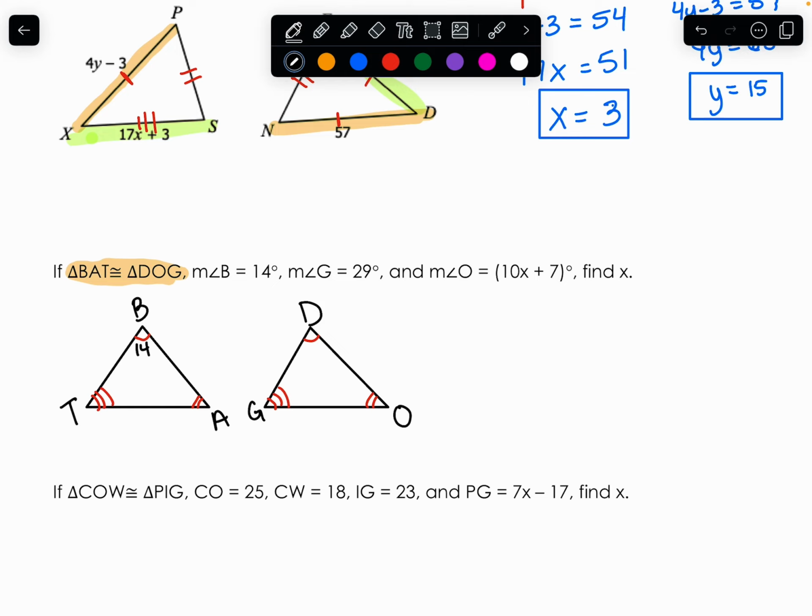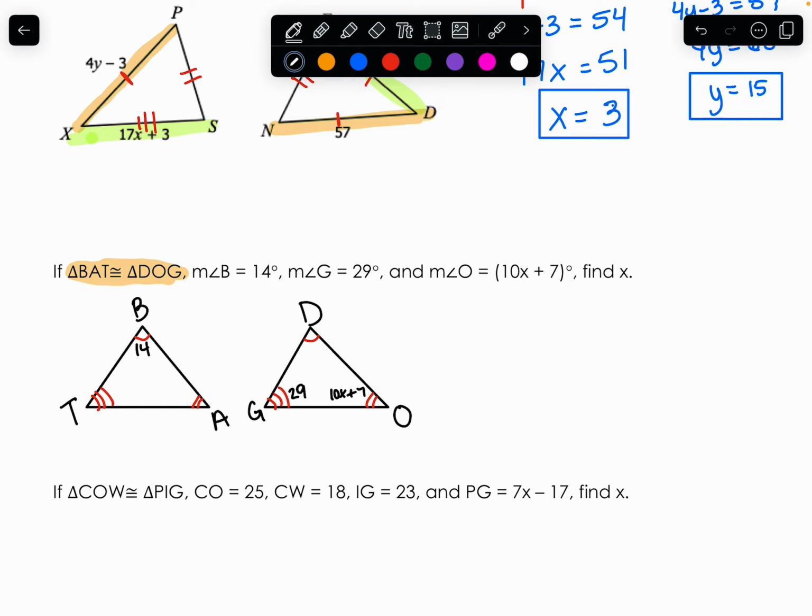Angle G is 29. Angle O is 10x plus 7. And it says find x. There's two ways you can go about this. I'll show you the first way and then I'll discuss the second way.